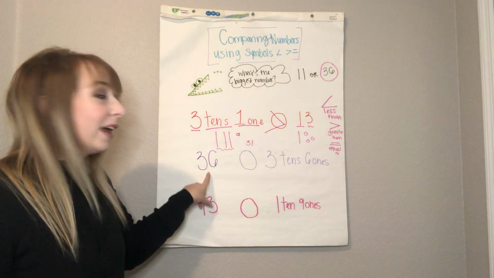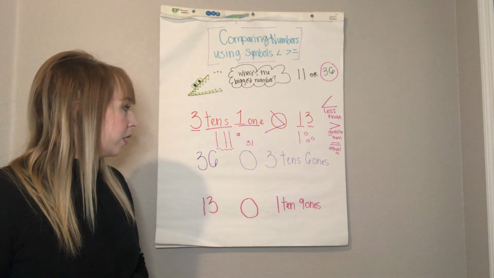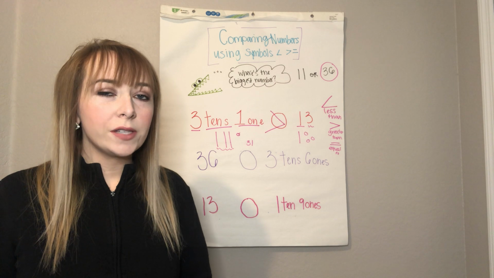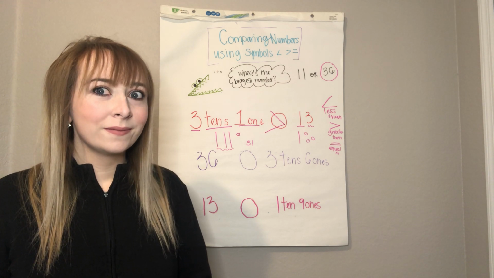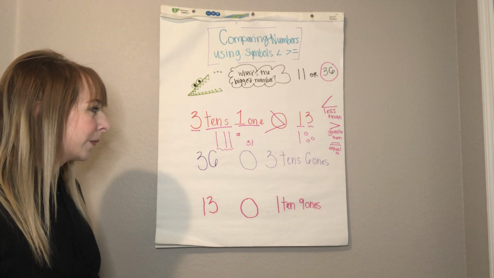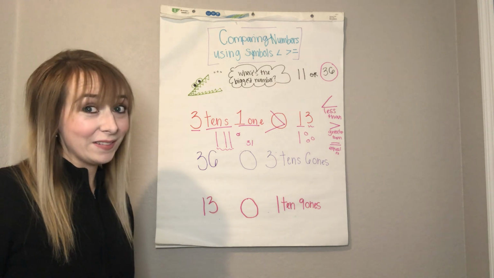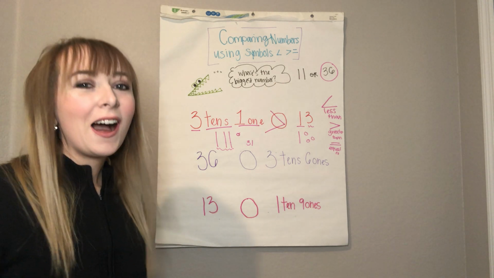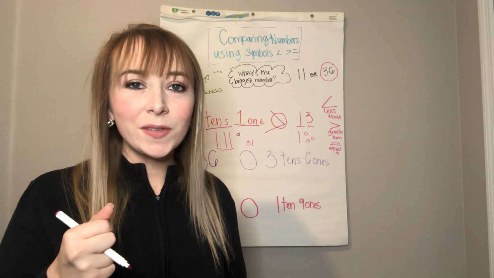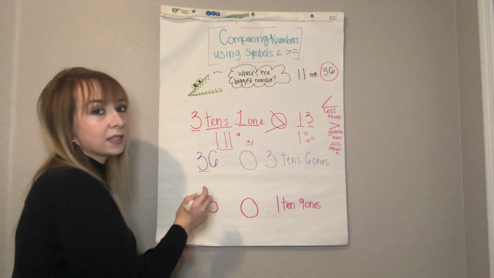I have the number 36. I also have the number 3 10s and 6 1s. Are you seeing what Mrs. Gordon's seeing? I'm going to give you a second. You see it? Okay. If not, that's totally okay. We're going to draw a picture and then you're going to be like, oh gosh, Mrs. Gordon, I got it. So 36, how many 10s do we have in 36?